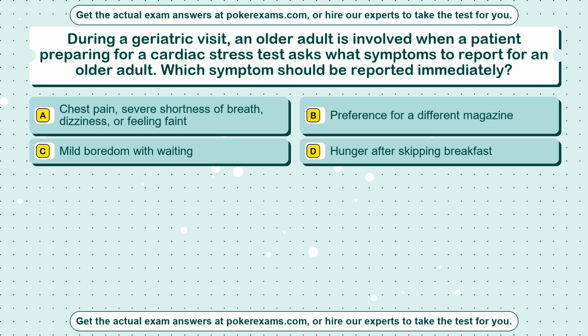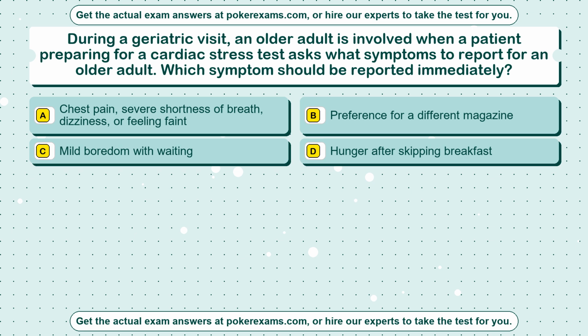Question 36. During a geriatric visit, an older adult is involved when a patient preparing for a cardiac stress test asks what symptoms to report for an older adult. Which symptom should be reported immediately? Option A, chest pain, severe shortness of breath, dizziness, or feeling faint. Option B, preference for a different magazine.